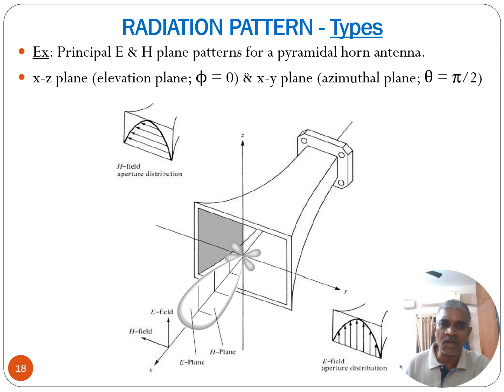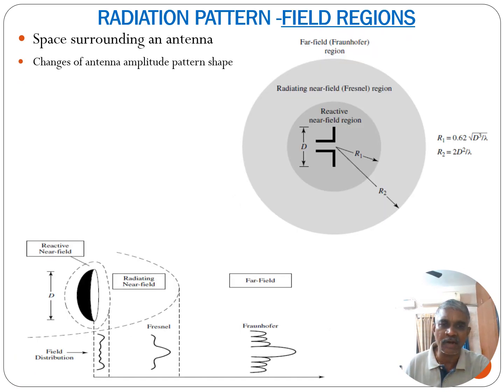Then the azimuth plane is available. We can take that elevation is pi by 2. Then we can see the two-dimensional radiation pattern, how the fields are distributed, and how the wave may propagate from one point to another point.